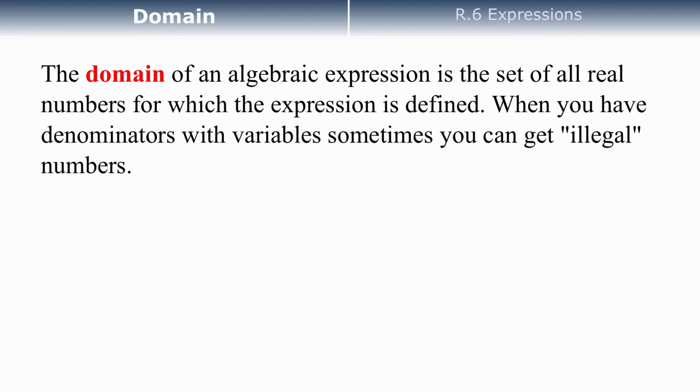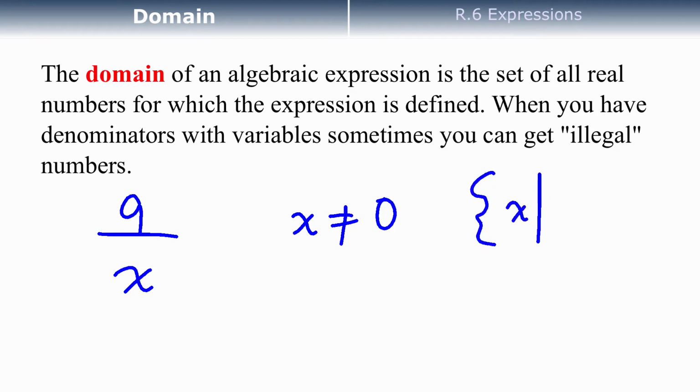For example, if I had 9 over x, there's a rational expression. If I have an x on the bottom there, there's a number that x cannot be. In this case, x cannot be equal to 0, because you can't have a 0 in the denominator. So if I wanted to say what's the domain of this expression, I'd say all the x's, or I'll do it the fancy way, all the x's as long as x is not equal to 0. That would be the domain for this.